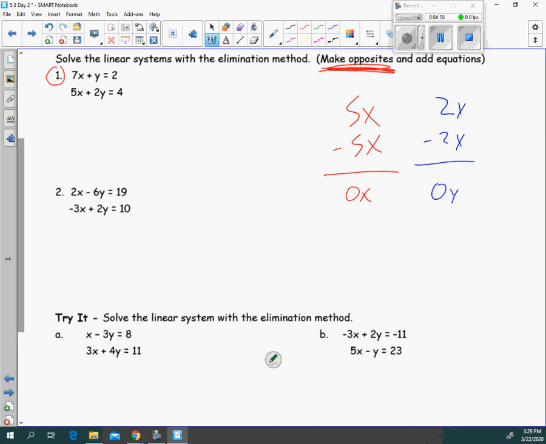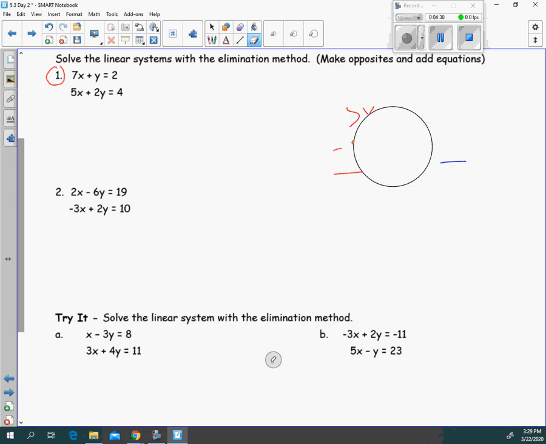Or how about negative 13.5x and positive 13.5x. Doesn't matter what it is. It doesn't matter if it's the y or the x's. As long as you have the opposites, those are going to be eliminated. That's why it's called elimination method. All right? So here we go.